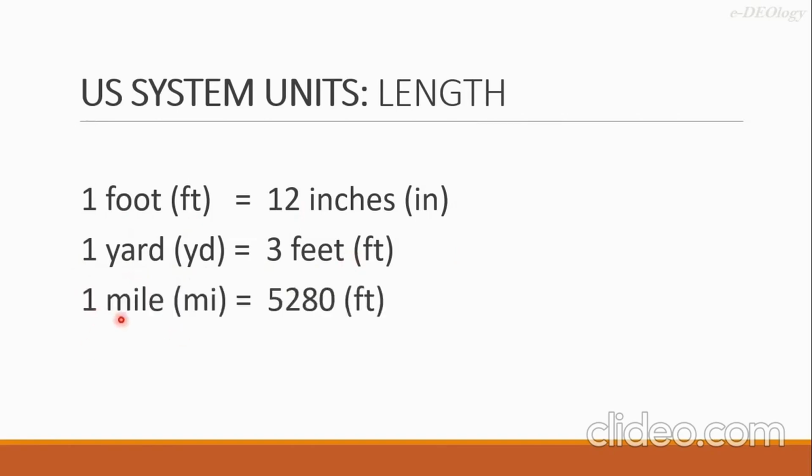Another unit is mile, symbolized by MI. 1 mile equals 5,280 feet.